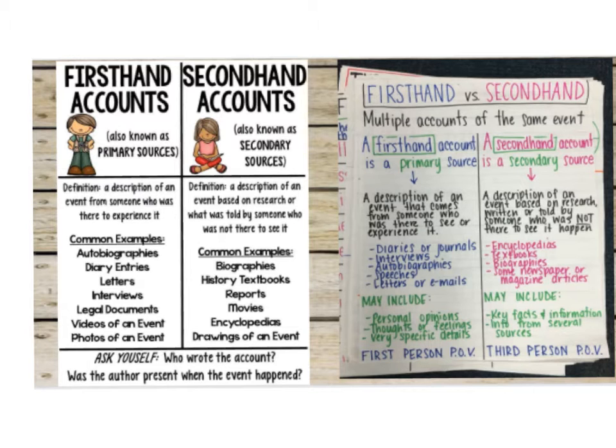One of the things I want you to notice is something you can ask yourself when you're thinking about the difference between a first-hand and second-hand account. You can ask yourself, who wrote the account? You can also ask yourself, was the author present when the event happened? These are questions that growing readers ask themselves when they're thinking about, is it first-hand or is it second-hand? So I'm going to read those again. Who wrote the account, and was the author present when the event happened? These are important questions that growing readers ask.